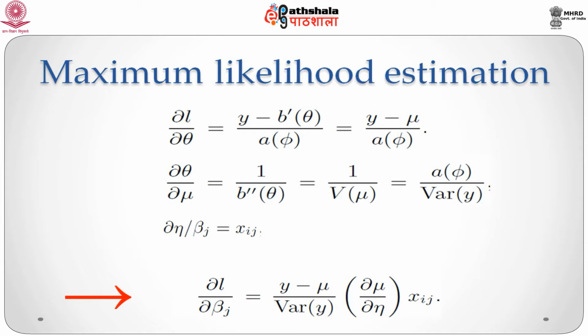So anyway, let us come to the third component. Del eta del beta j is given by x i j, as eta is the linear predictor x prime beta. So putting all this together, this means that my score function is given by del L del beta j equal to y minus mu over variance of y into d mu d eta into x i j.